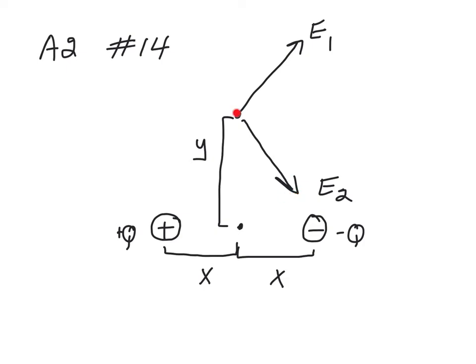And because the distances and the charges are the same, these two vectors are going to be the same length, but in different directions. And the distance from the origin to each charge is what we're calling x, and the distance from the origin to the point is what I'm calling y. Those numbers are all given.